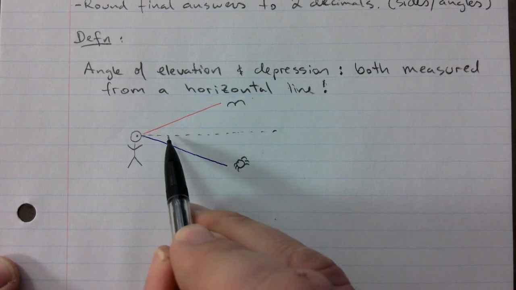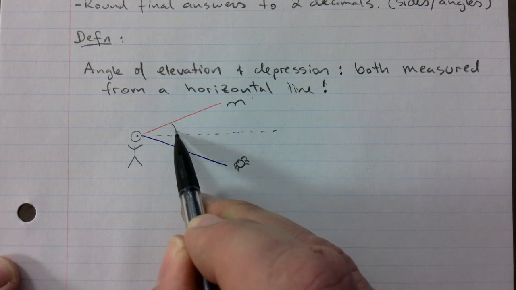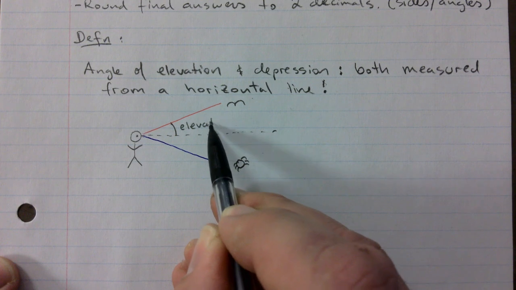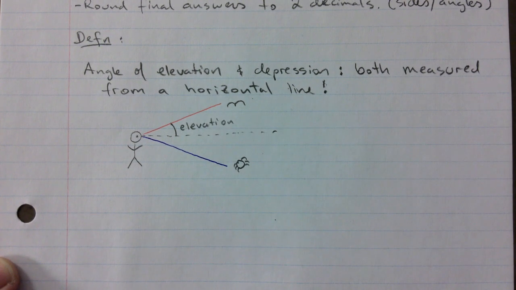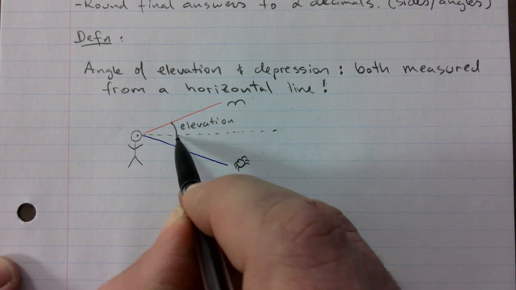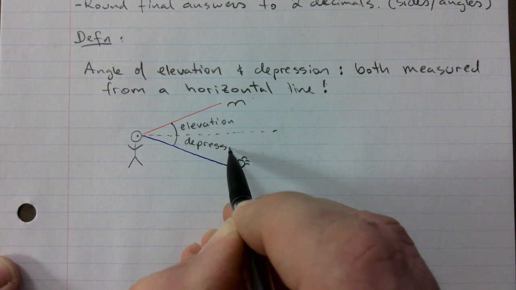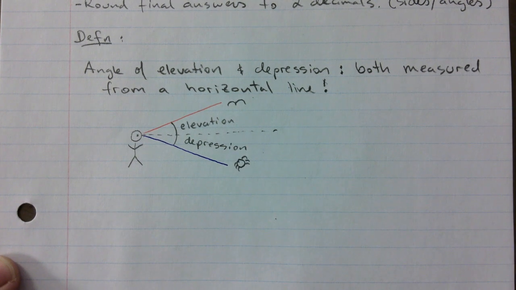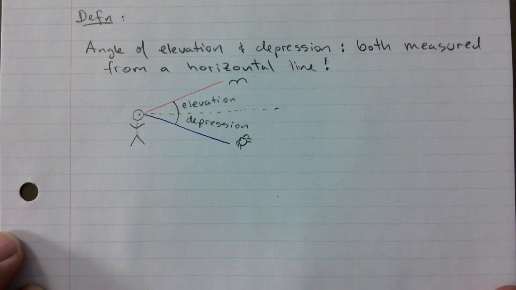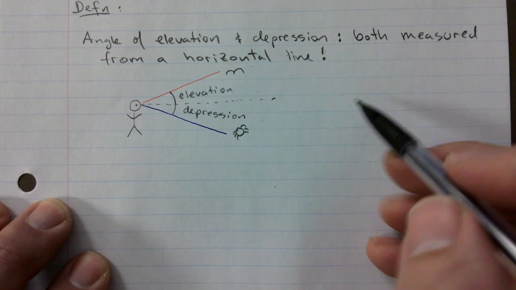The angle formed between the horizontal and the line of sight looking up, that angle is elevation. I should be writing angle of elevation, but you get the point, right? And the one that's below here is called angle of depression. Why is this important? This is why.